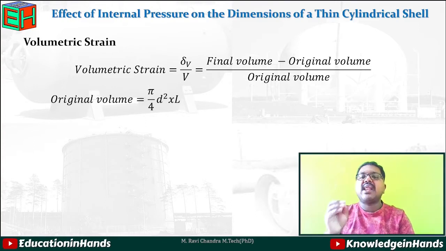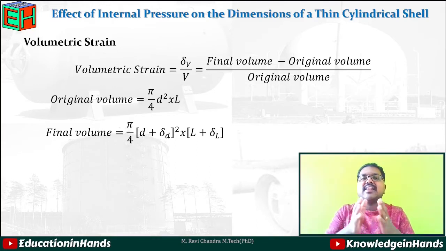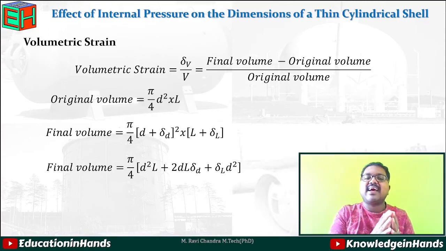Then the final volume due to this internal pressure will be pi by 4 (d plus delta d), where d is increased by delta d. That's why (d plus delta d) whole square into the length, which increased from L to L plus delta L. So L plus delta L is the final length. So the final volume is pi by 4 (d plus delta d) square into (L plus delta L). If we derive it, we get the final volume as pi by 4 into d square L plus 2dL delta d plus delta L d square.